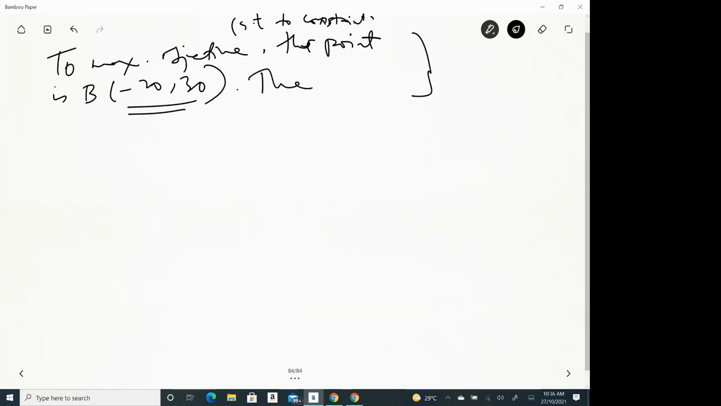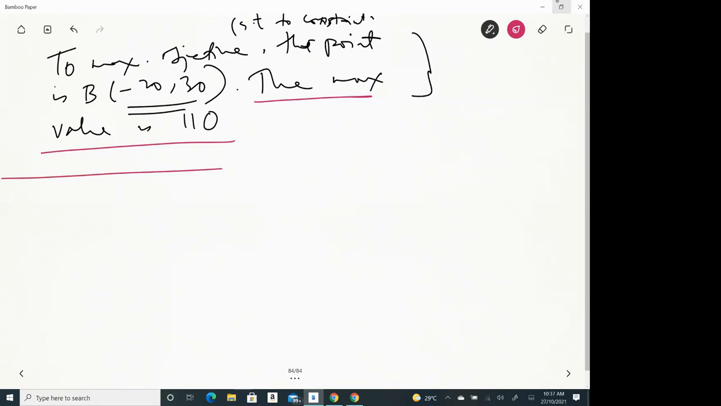And we can say that the maximum value is 110. Either you put the second sentence first, or you can put this first, it's okay. You can say the maximum value is 110, and the point that gives you the maximum value of the objective is point B, negative 20, 30. Here I put the point first and then the value, but you can say the value first and then the point. All right. Any question?